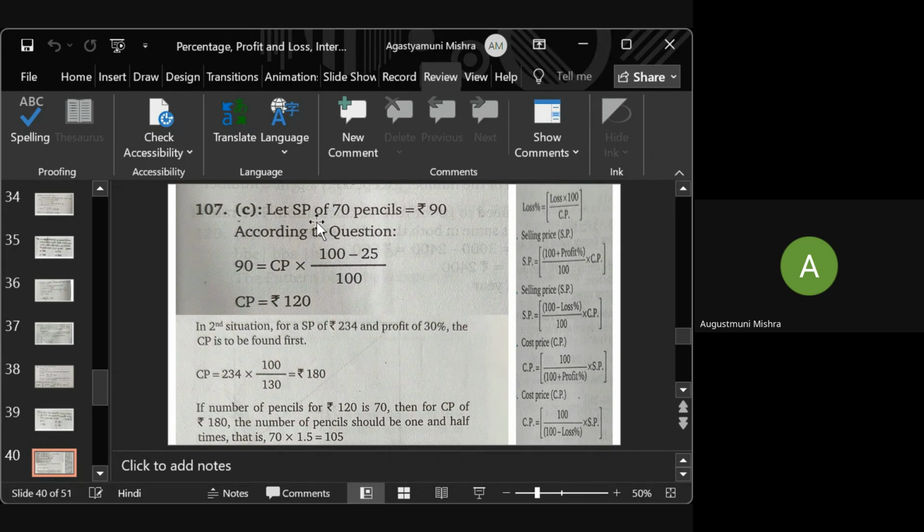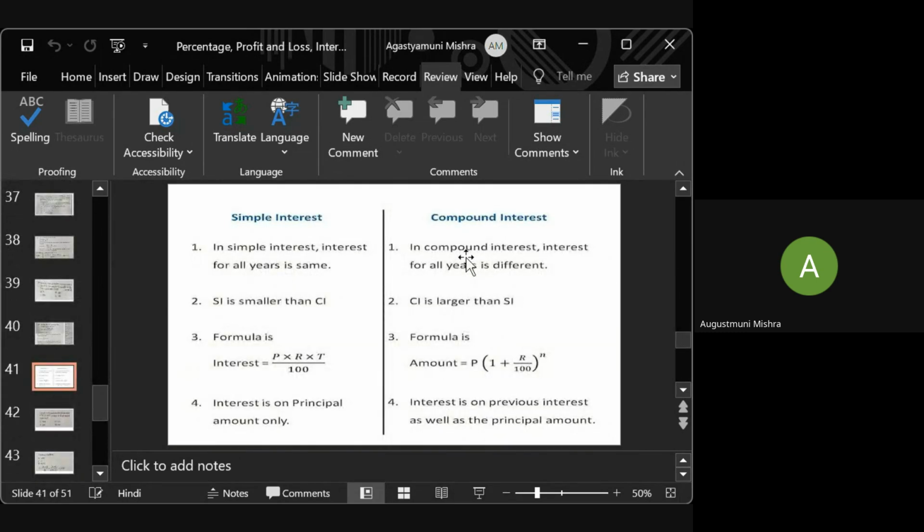Okay, I'm changing the slide now. I hope that is clear to everyone and the formulas are also clear to everyone. Now it's time for moving to another part, that is simple interest and compound interest. In the previous session also I discussed it. Now this slide is only for the formula purpose: what is the formula of simple interest, what is the formula of compound interest, and the differentiation between them. I hope that you all know about these formulas.